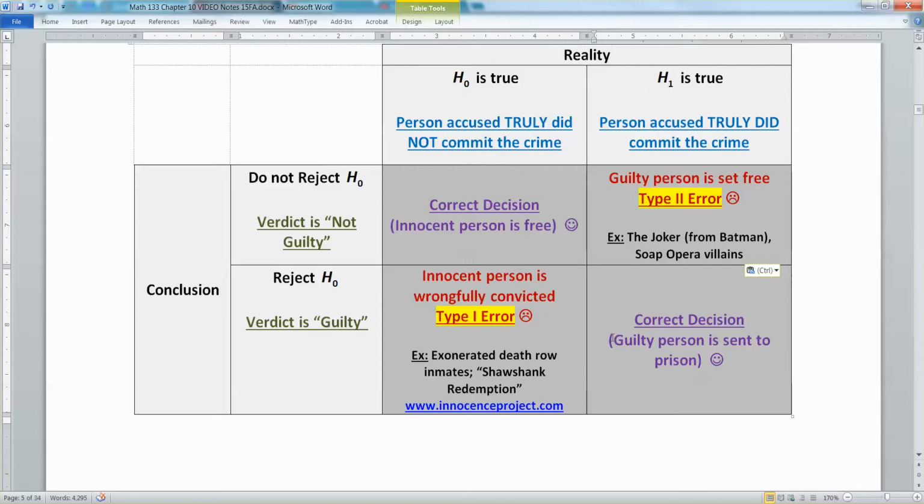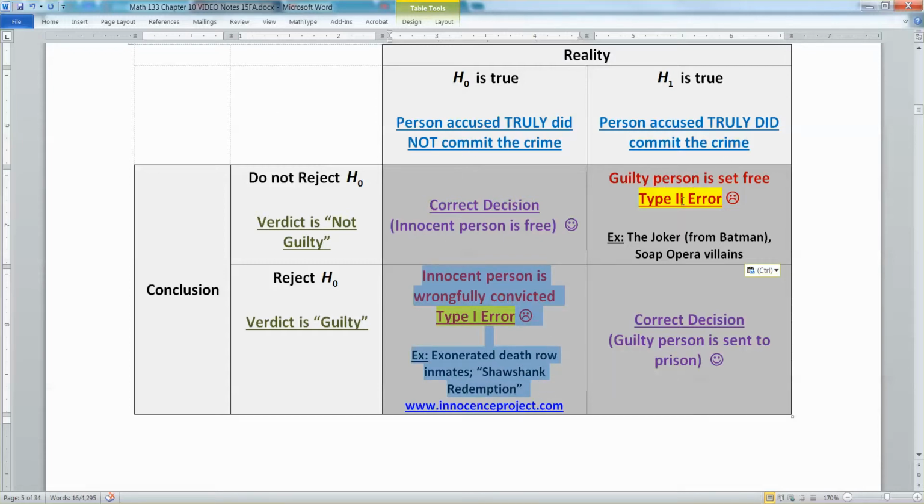But the Joker as well. I mean, obviously guilty, but walking around and still able to get at Batman on occasion. So that would be a type 2 error. And of course, both of these are very bad errors. I mean, you don't want guilty people walking around free as a general rule, and you definitely don't want innocent people being put away for things they didn't do.